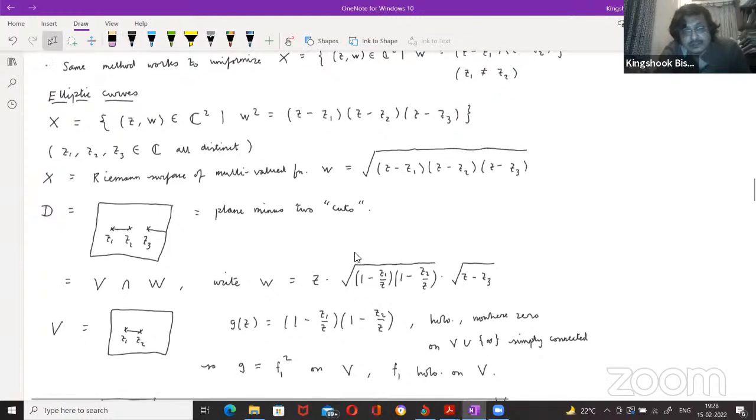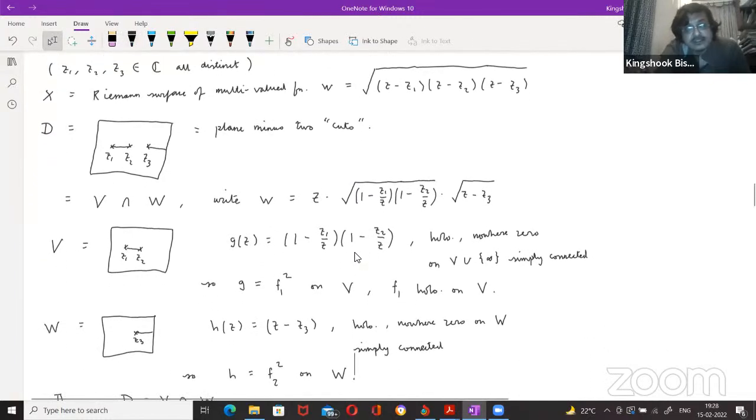So here, what happens is, if we want to find a single valued branch of this square root, we can do so in the following domain. This domain is going to be a bit different now. So we have these 3 points, Z1, Z2, and Z3. What I do is we join Z1 to Z2 by a simple arc, and we join Z3 to infinity by a simple arc.